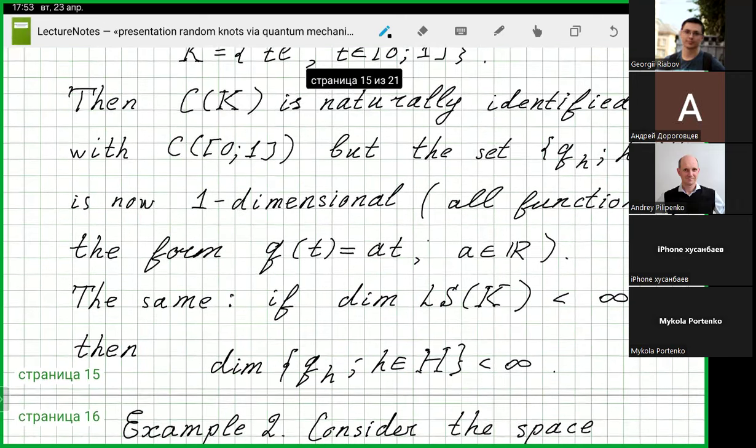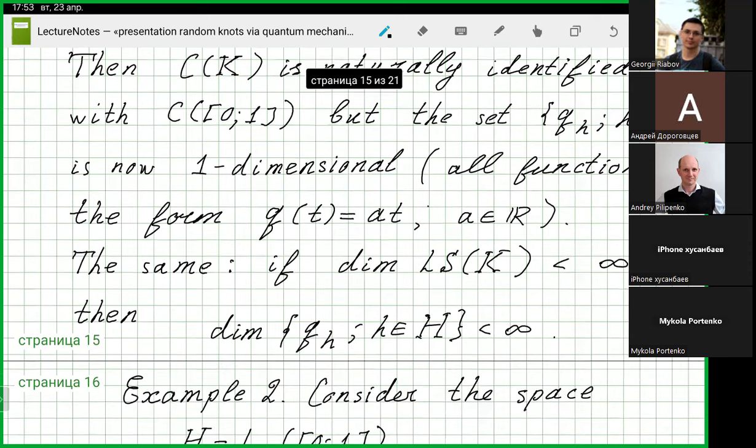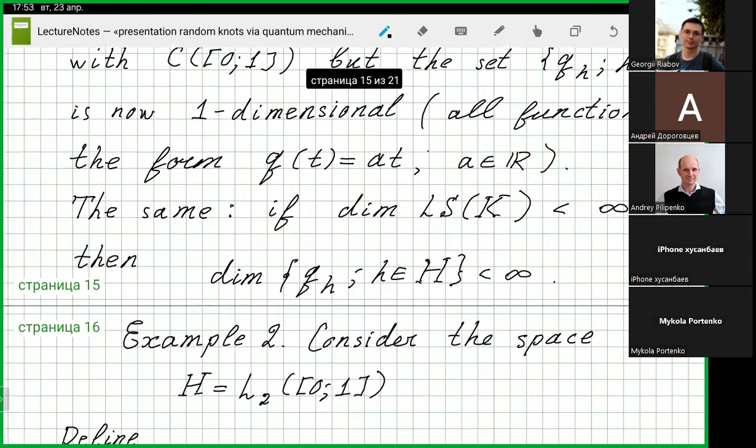The same happens if the dimension of the linear span of K is less than infinity. If K is embedded in a finite-dimensional subspace, then trivially the dimension of Q_H is less than infinity, and we cannot expect any good answer. So this is not good. Let us consider another example.